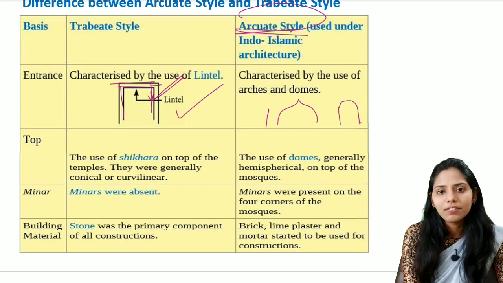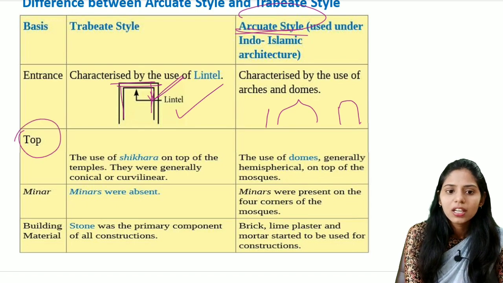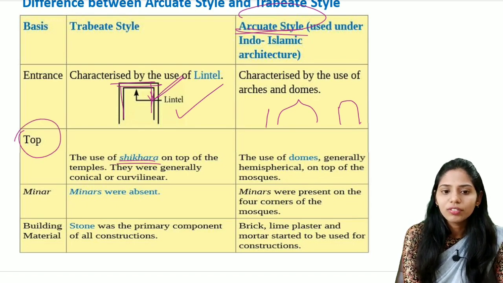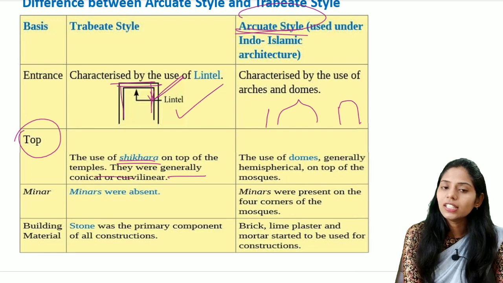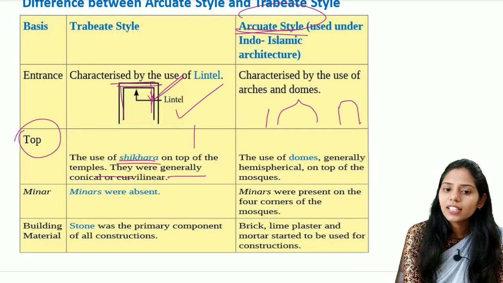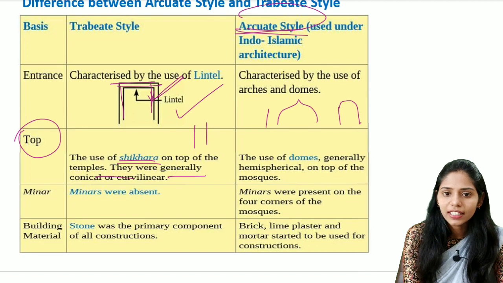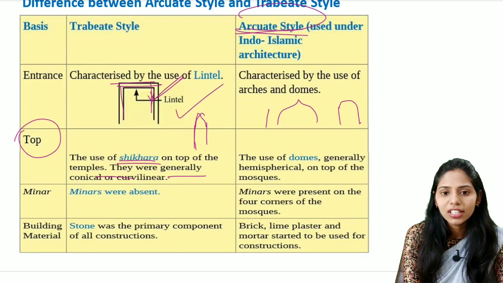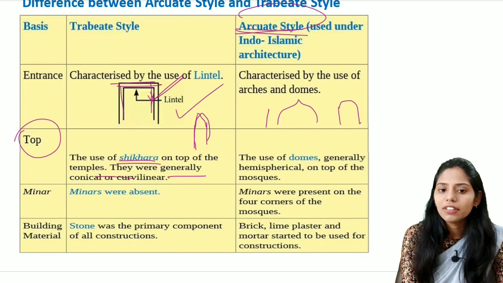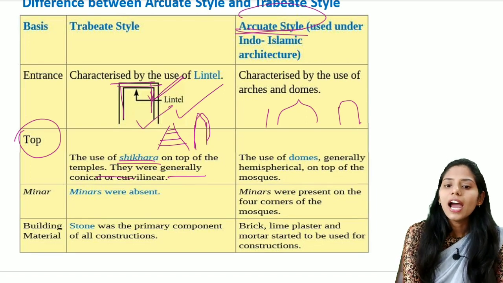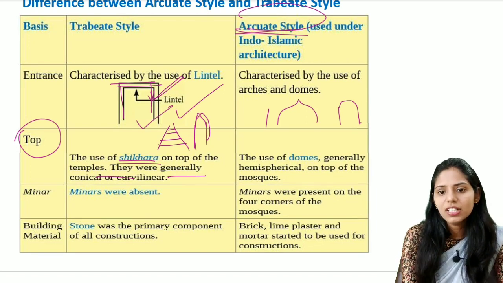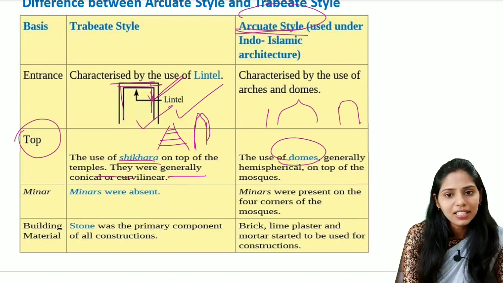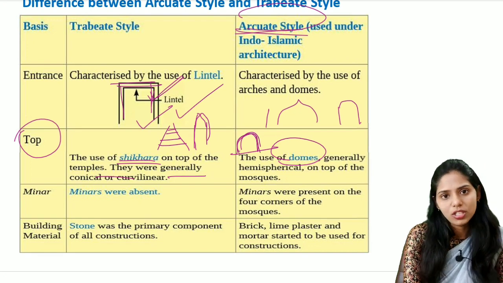And the second important difference is based on the top. The use of the shikara on the top of the temples, they were generally conical or curvilinear. We already studied that in the Nagara school of architecture, the Nagara temple style, we see the shikara is present. It may be curvilinear, and in the Dravidian it will be conical in shape. So in this style, we see the trabeate is used. And the second one, the Arcuate style, we see mainly the use of the dome, and mainly they are hemispherical. They are like this on the top of the mosque.